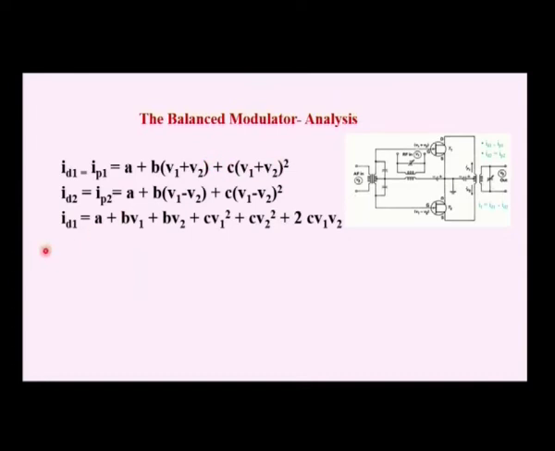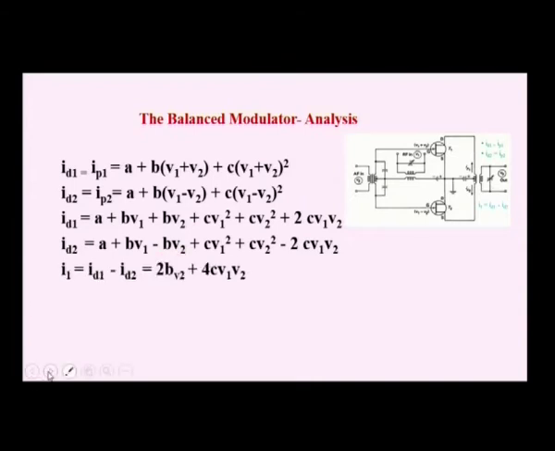So, if we expand this ID1, using the concept of A plus B the whole square, here I will get A plus BV1 plus BV2 plus CV1 square plus CV2 square plus 2CV1V2. The same way for ID2. The only difference is here we are going to expand using the expression A minus B the whole square. So, if we consider these two currents, there is a slight difference, and now we want to find out the resultant current I1, which is nothing but the difference of ID1 and ID2.